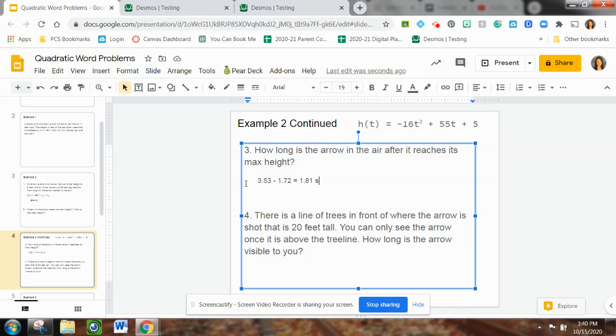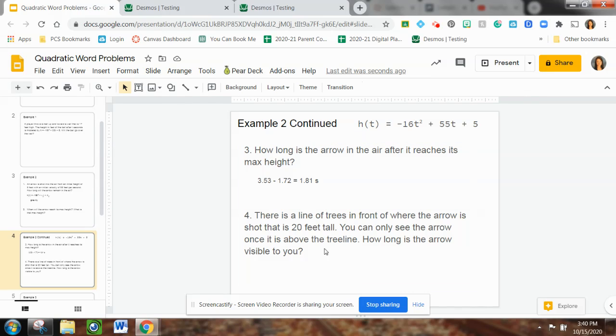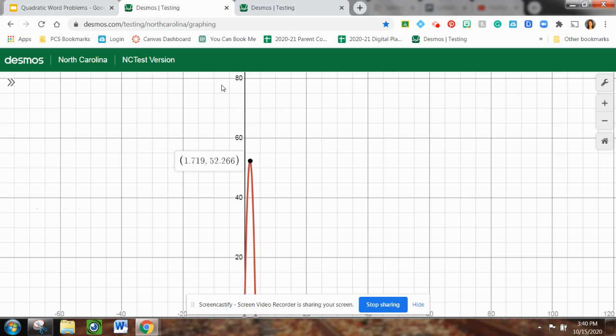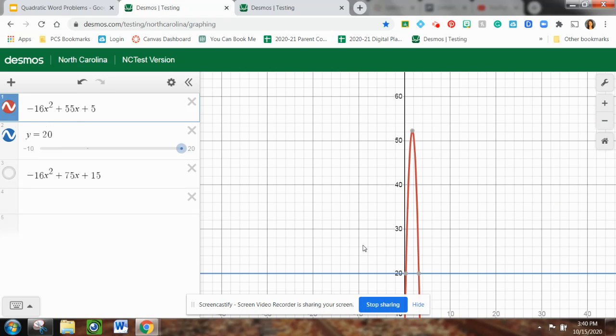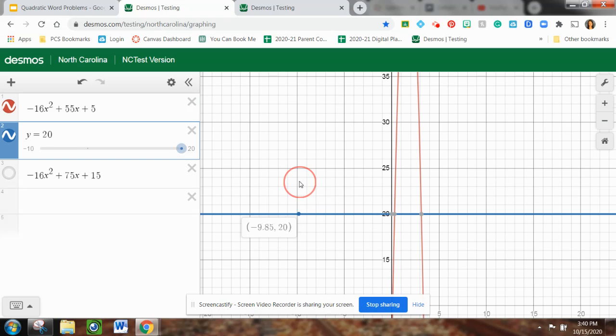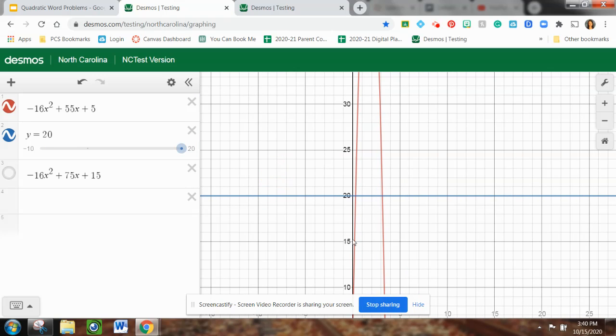Now, the next one says that there's a line of trees that's 20 feet tall, and I can only see the arrow when we are above that 20-foot mark. So again, I have y equals 20 because that's a y value for height, and I'm going to zoom in. So this is the arrow going up in the trees. This is the arrow above the trees, above the trees, above the trees, and back down again.